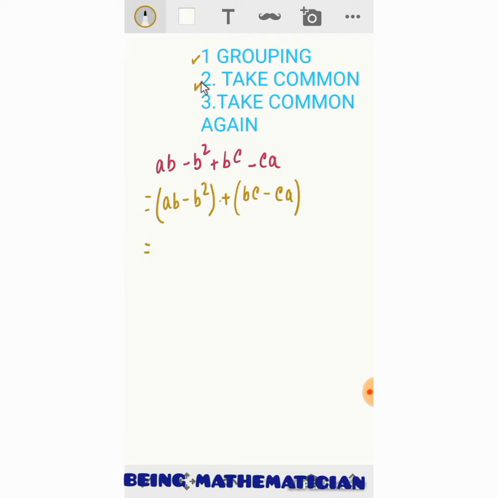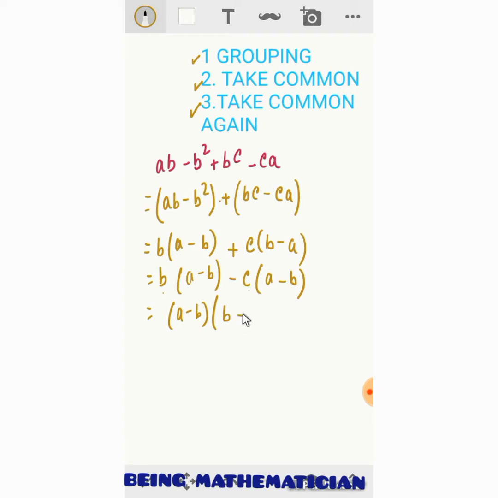Now take common from both: b is common, then a minus b, and here c is common, that is b minus a. So these terms are not similar, so we can convert b minus a into a minus b, that is minus c of a minus b. So we take the third common, that is a minus b. We get a minus b as common, so we get b and then minus c. Now this is the factorization by the second trick.